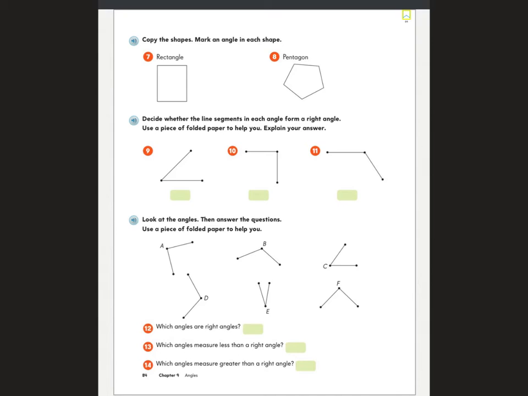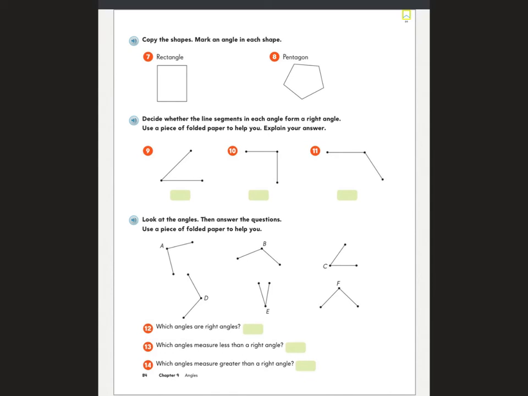Turn the page in your textbook to page 84. We have a few more recall our prior knowledge problems we're going to try today. Let's start with numbers 7 and 8 at the top of the page. In your notebook, go ahead and draw these shapes on your own as best you can. They don't have to be perfect. You can try to draw them on your own, or you can trace them.